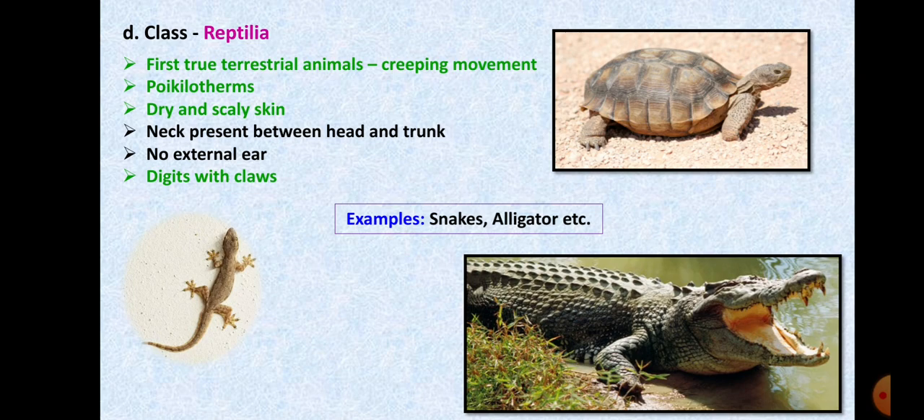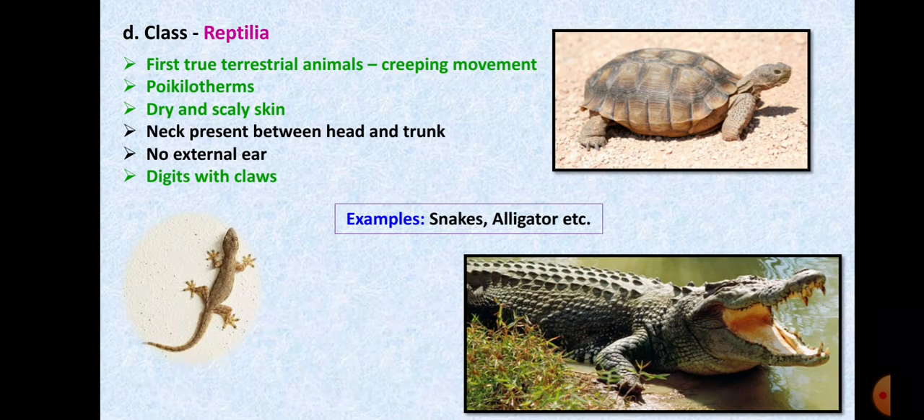You might have observed a lizard, tortoise, crocodiles. Yes or no? Their skin is very dry and it is in the form of scales. Neck, yes, it is present between the head and the trunk. Again, just like the amphibians, there is no external ear. They also show presence of digits, but here you will be able to observe claws. Okay, snakes and alligators are a few more examples of reptiles.